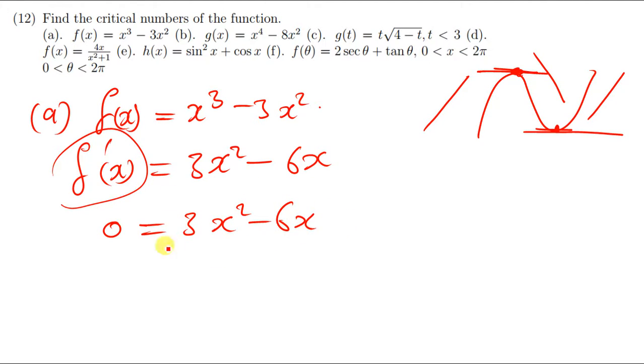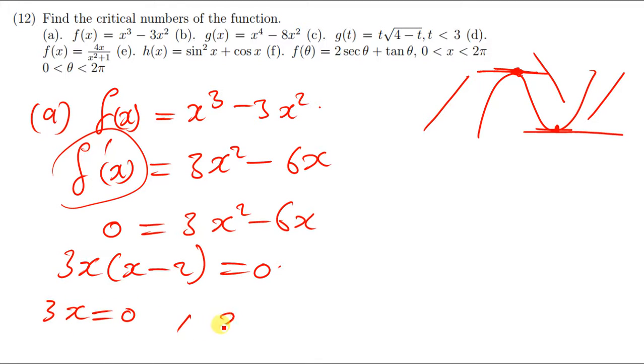To find the stationary points, you simply factor out the common factor, which is 3x. You're going to remain with x minus 2 in brackets, and then you equate this to 0. So either 3x is equal to 0 or x minus 2 is equal to 0. Hence the value of x here is equal to 0, and the other value of x is equal to 2. So these are the two critical points that we have.